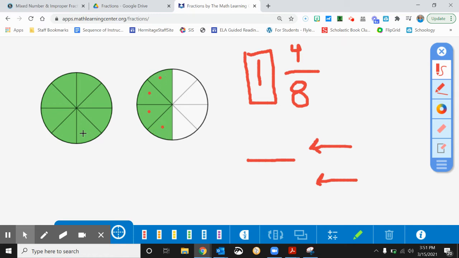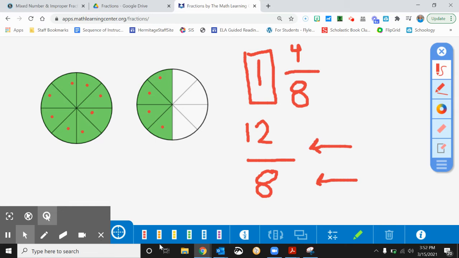Now I'm going to continue. I have 5 eighths, 6 eighths, 7 eighths, 8 eighths, 9 eighths, 10 eighths, 11 eighths, 12 eighths. So how many eighths do I have? I have 12 eighths. Please notice that for my improper fraction and my mixed number, I'm still talking about eighths. My part of the whole, my fractional piece, does not change. 1 and 4 eighths, my mixed number, is equivalent to or equal to 12 eighths.